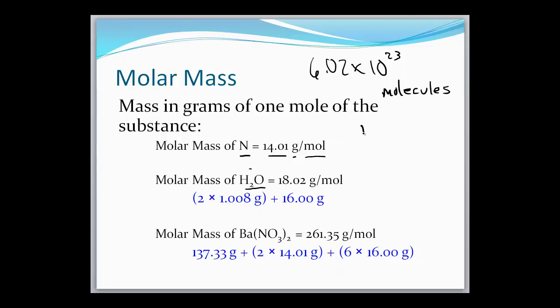So if you've got H2O, that means you've got 2 hydrogens and 1 oxygen. Well, if you look on the periodic table, hydrogen has a mass of 1.008 grams. Oxygen has a mass of 16. So for the hydrogen, you've got 2 of them, so you have to account for that. If you add that all up, you get 18.02 grams.